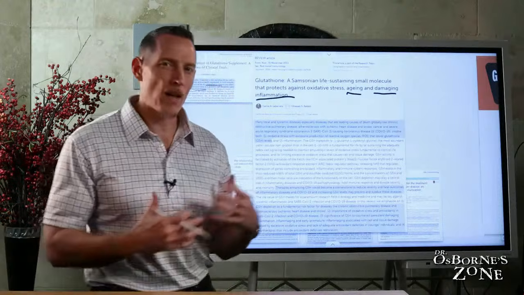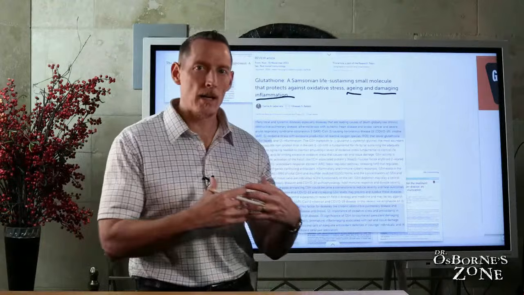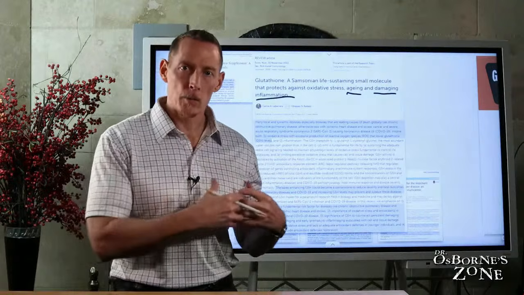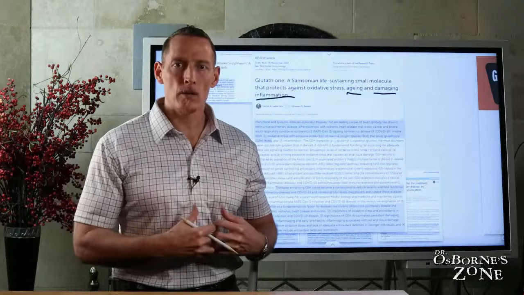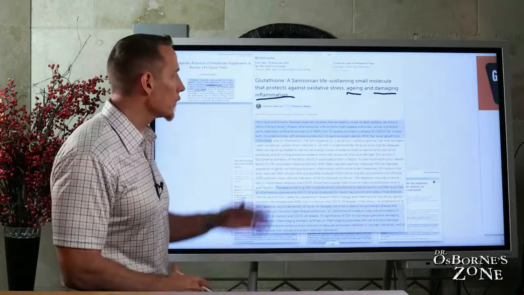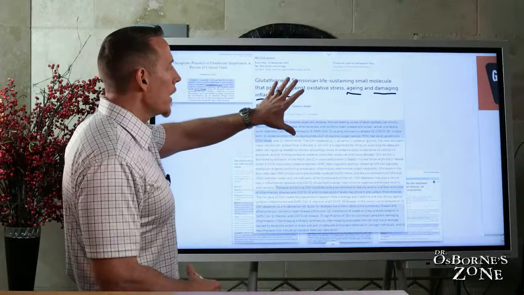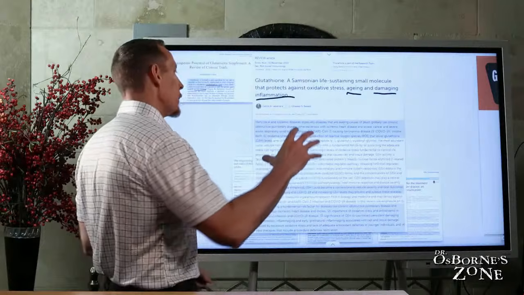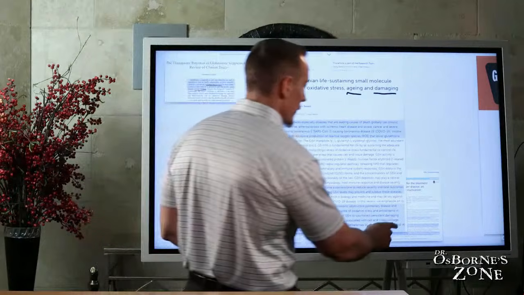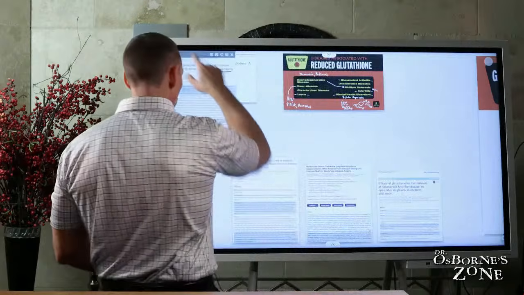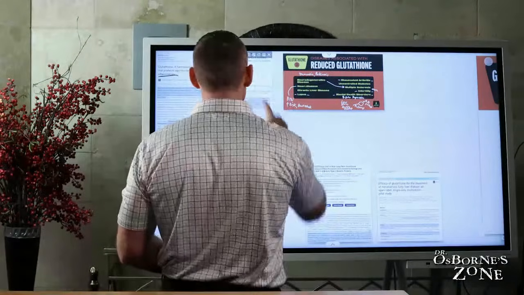So again, if we paraphrase a lot of that, it's that a lack of glutathione can accelerate inflammation. Many diseases that are inflammatory in nature will burn through your glutathione levels, making glutathione a suspected therapeutic agent that could be used in the potential for treating a lot of these different types of problems. Again, that's the author's opinion. Let's look at some of the research here.